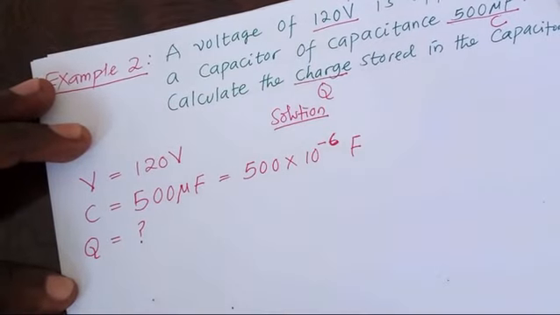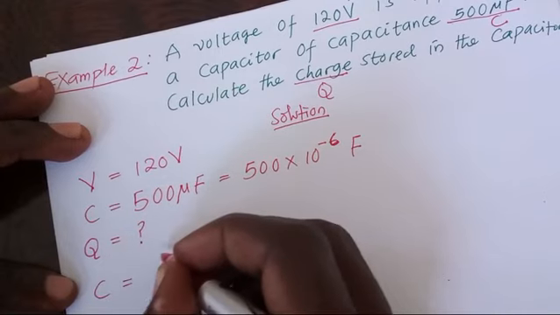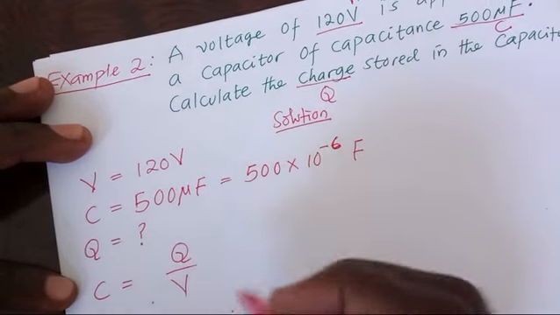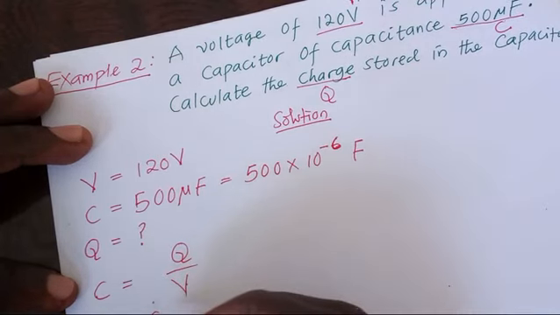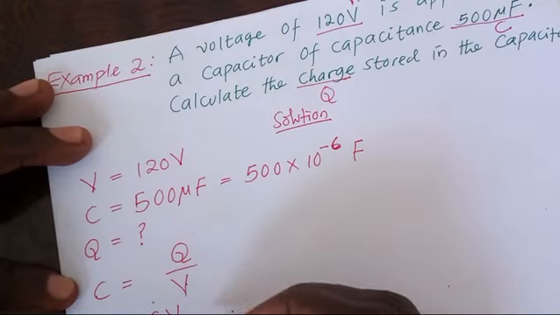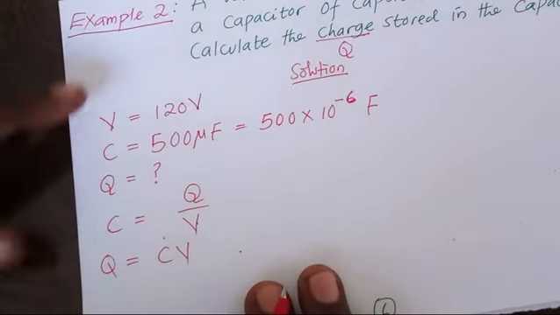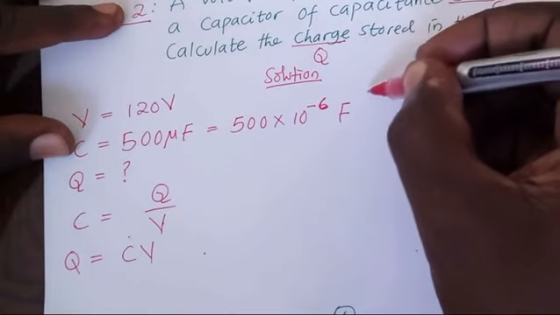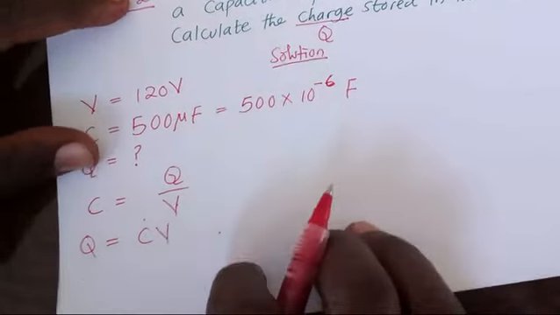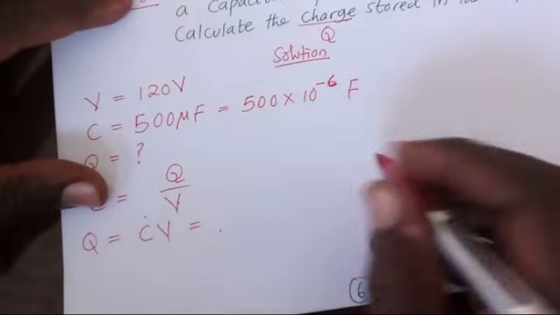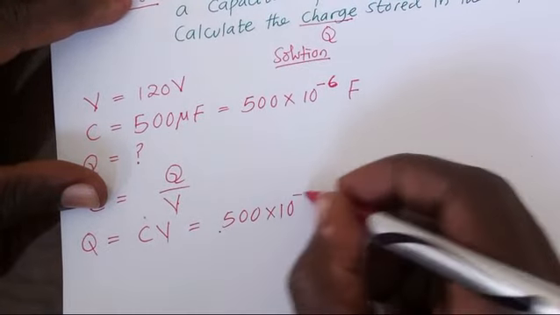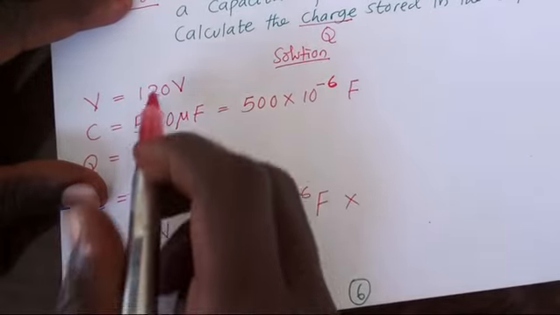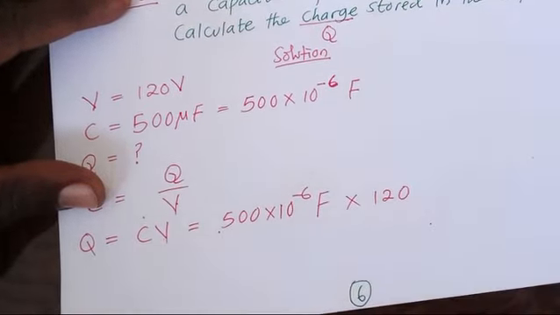Then we bring the relationship that says C is equal to Q upon V, from which we can make Q the subject of the formula. You simply multiply this by this, and then Q becomes the subject. So Q is equal to CV. Now the next thing is you make substitution. What is our C? Our C is 500 times 10 raised to the power of negative 6 in farad, multiplied by our V. Our V is 120. Okay.